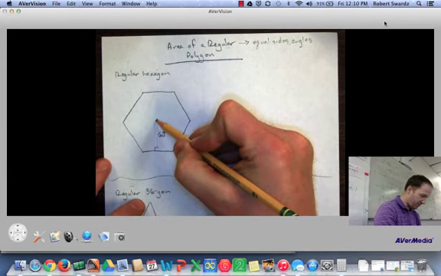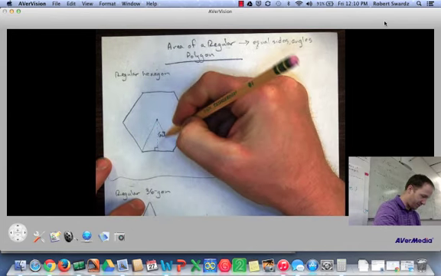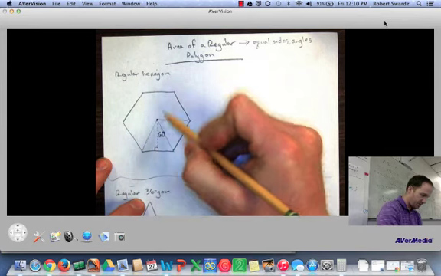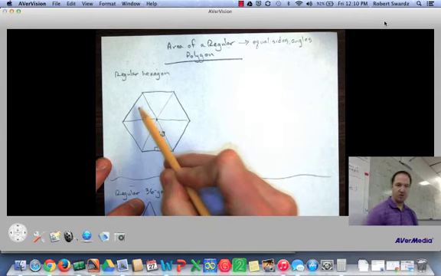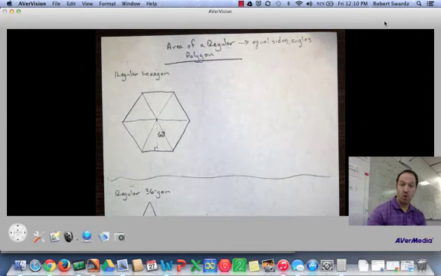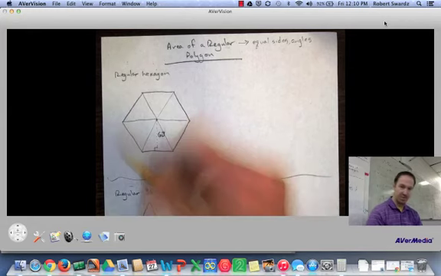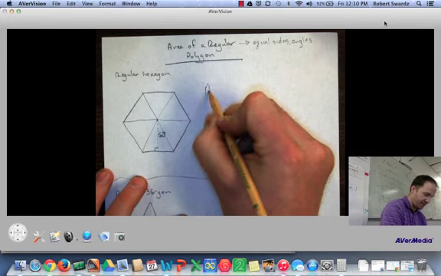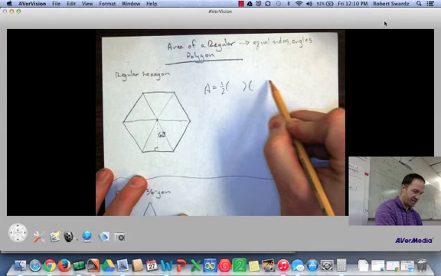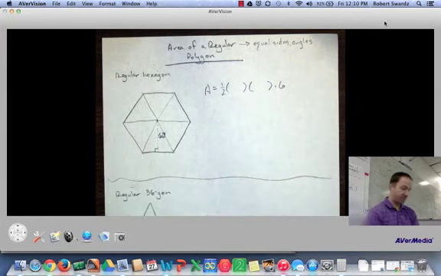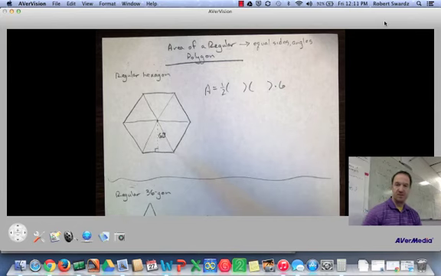Well, any of these regular polygons we can divide up into triangles. In the case of a hexagon, which has 6 sides, there are 6 of those triangles. So if we can find the area of one of those triangles, we can multiply it by 6 and get the area of the whole hexagon. The area of a triangle is 1/2 times the base times the height, and we're going to multiply that by 6 because there are 6 of those triangles that make up the hexagon.